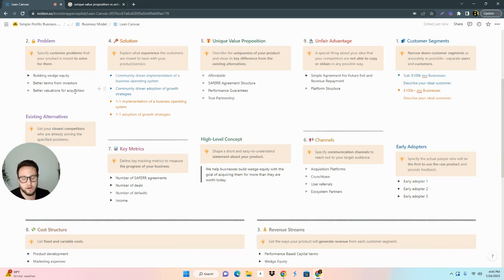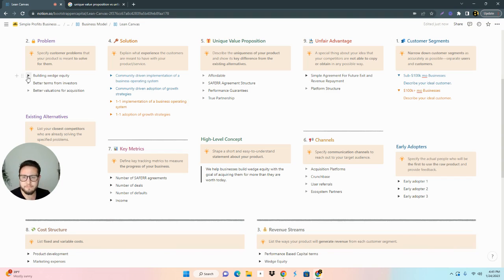And that's why in our conversations and in our decks, what we really talk about is helping companies get capital ready. And when we say help them get capital ready, what we're trying to do is help them get capital ready by building wedge equity so that they get better terms from investors, better valuations for acquisitions.